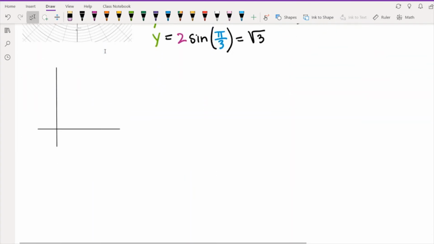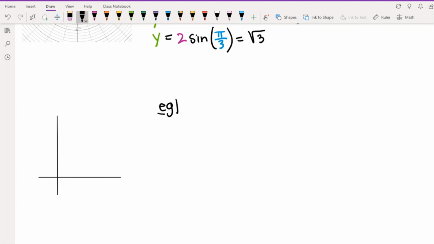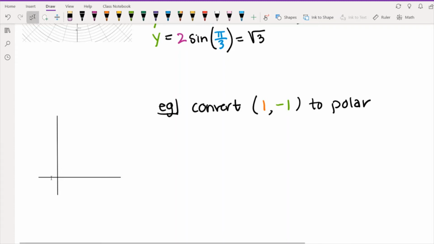Okay, let's do one where we're going the other way now. So now we're going to convert rectangular or Cartesian coordinates to polar. So we're going to convert the point 1, -1 to polar. So I should probably do this a little differently. Let's make this more like that.